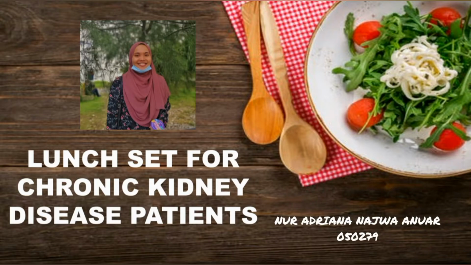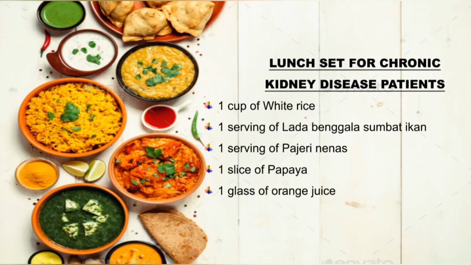Assalamualaikum warahmatullahi wabarakatuh. My name is Adana Najwa. So today I will explain about lunch set for chronic kidney disease patients. So the lunch set are 1 cup of white rice, 1 serving of lada benggala sumbat ikan, 1 serving of pajari nanas, 1 slice of papaya and 1 glass of orange juice.